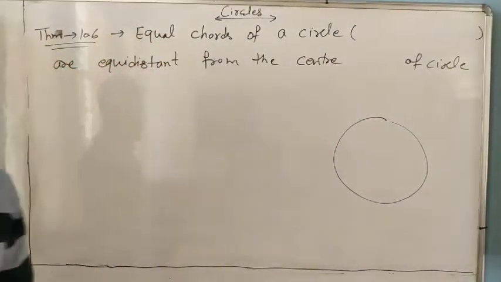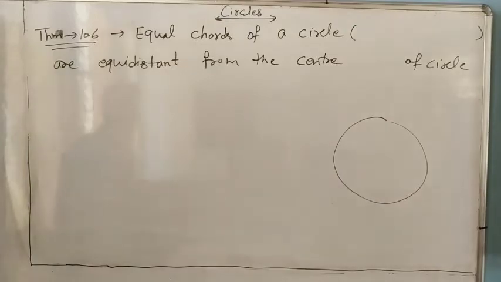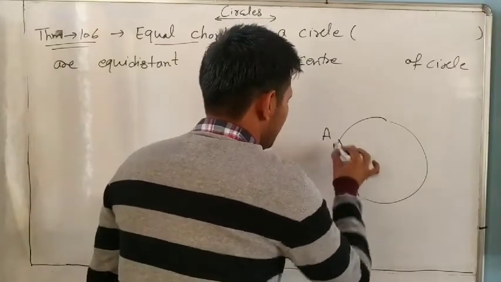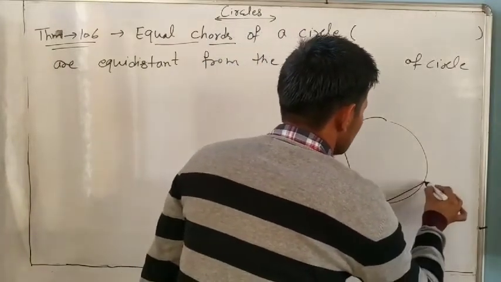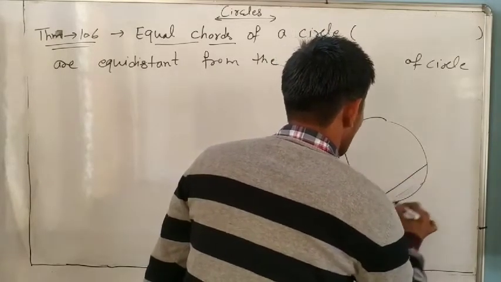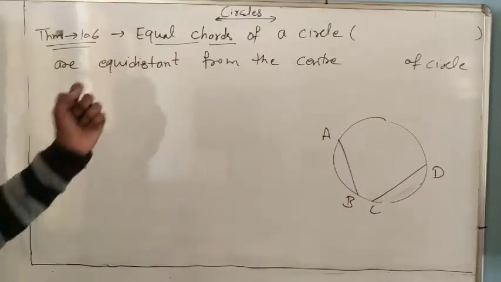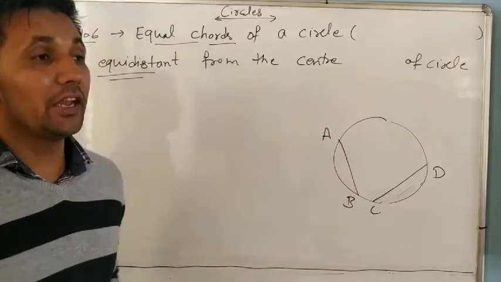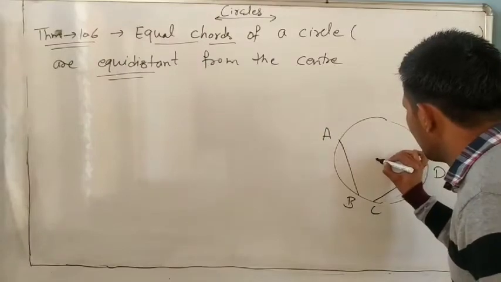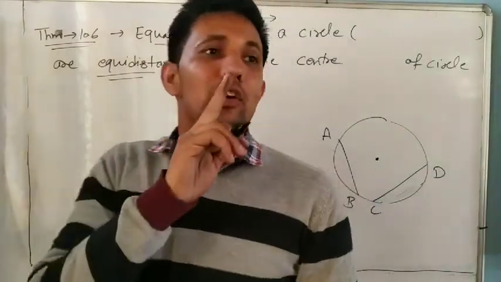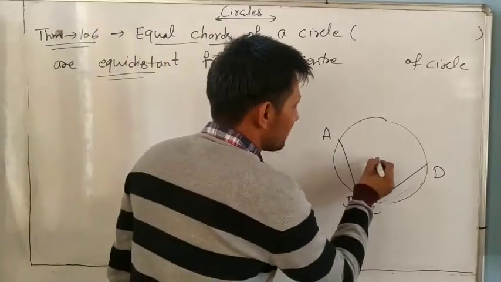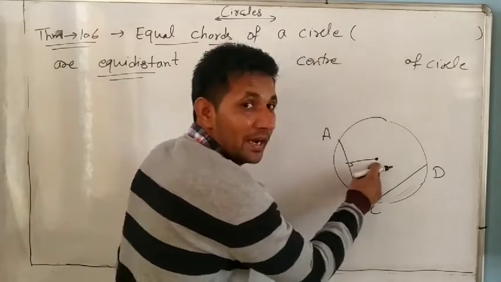Note down: equal chords of a circle. It means in a circle, equal chords are given. Two chords are given: chord AB and the second chord CD. Equal chords of a circle are equidistant, meaning equal distance from the center. It means if in a circle two equal chords are given, they are equidistant. It means the distance from the center to this chord, it is a point and this is a line.